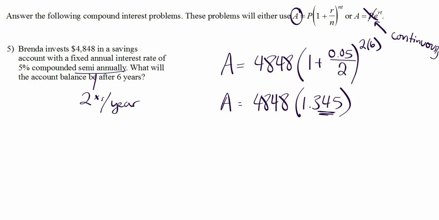You gain 34.5%. So if you look at the 5% per year for 6 years, that would be 30%, right? But we are gaining actually more than that because our interest is gaining interest, compound interest. And when you multiply all that out, you get the amount is $6,520.02. Keep those pennies.